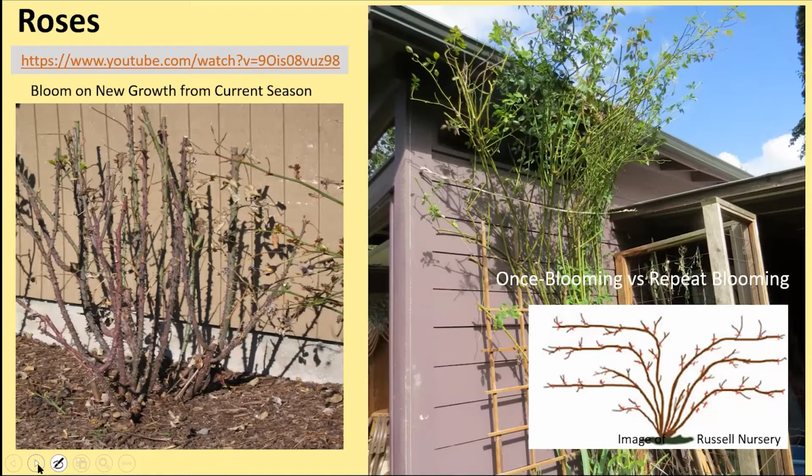Now, for climbing rose, the strategy is a little different. So look at the picture on the right-hand side. So some of the climbing roses, the larger roses, are once blooming, and some are repeat bloomers. So if your large rose only blooms once a year, allow it to bloom and then do the pruning. But if your large rose blooms twice or more, then you want to do the pruning in late winter.